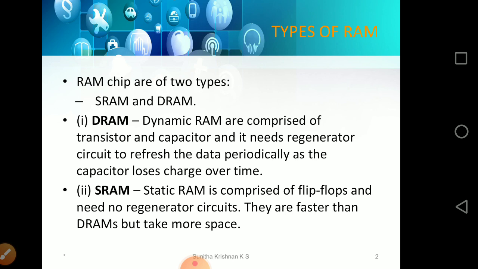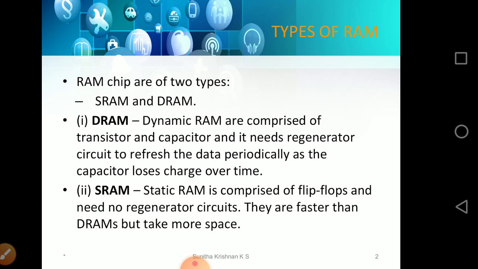RAM is of two types, that is SRAM and DRAM. SRAM stands for static RAM and DRAM stands for dynamic RAM. This is one of the most important questions that comes in the computer organization part, that is to differentiate the SRAM as well as the DRAM. SRAM stands for static RAM, which is comprised of flip-flops, that is, combinatorial circuits made of gates, and there is no need of any regenerator circuit.